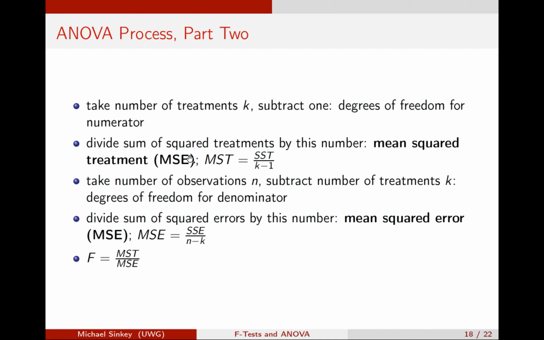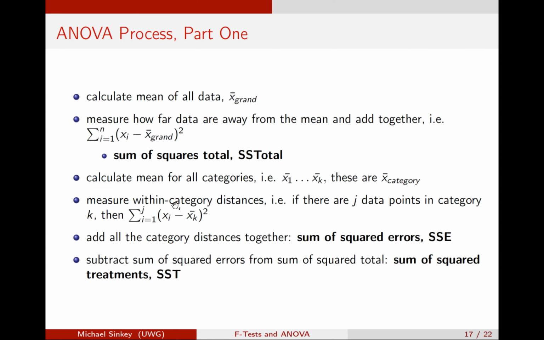This is called the mean squared treatment, MST. We then do the same thing with the errors. We take the sum of squared errors and divide by n, that's the number of observations, minus k, that's the number of categories. This is called the mean squared error. The f-stat, you take the mean squared treatment, divide by the mean squared error. So lots of steps. Both bullet points tell us all the steps.